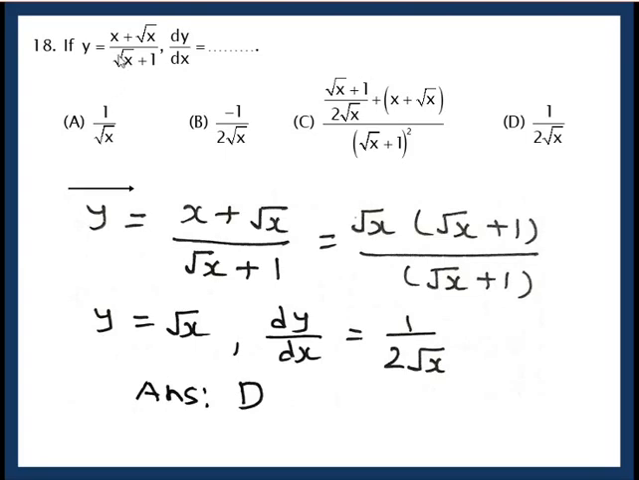The next one, y equal to x plus root x upon root x plus 1. Now simplify the function. What is x? Root x into root x. So take root x common to get in bracket root x plus 1. This gets cancelled. So the simple function is y equal to root x. Derivative of root x is 1 upon 2 root x. So the correct option is D, Delhi.